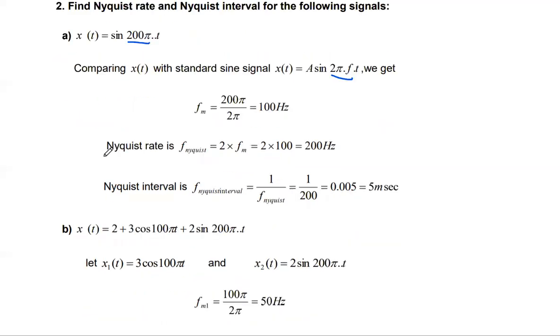From that, the Nyquist rate, you know the formula: 2 into Fm. So 2 into 100 is 200 hertz. Similarly, the Nyquist interval is the reciprocal of the Nyquist rate, so 1 divided by 200, which is 0.005, that is 5 milliseconds. The Nyquist interval is in seconds, it's the interval time, so the unit is 5 milliseconds. Okay, so this is one problem.